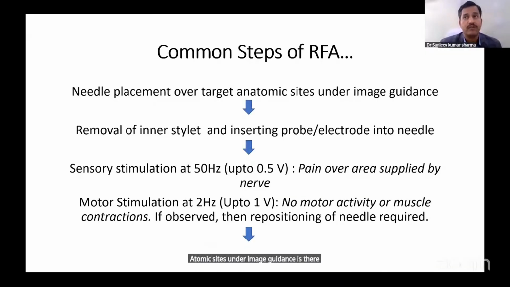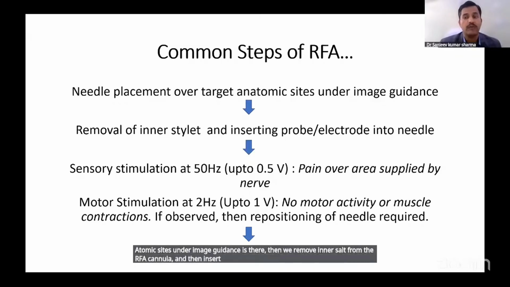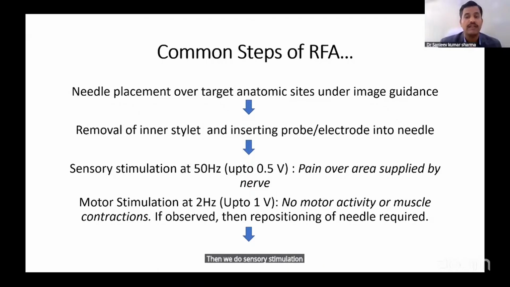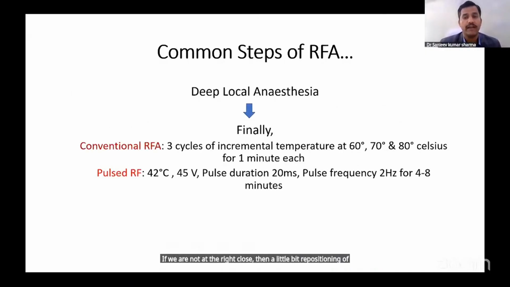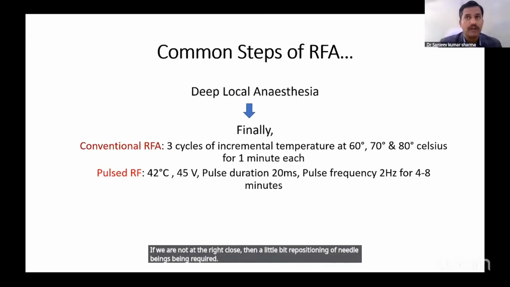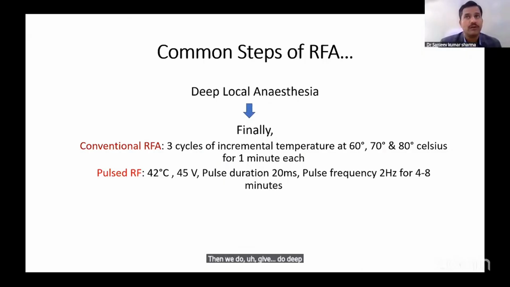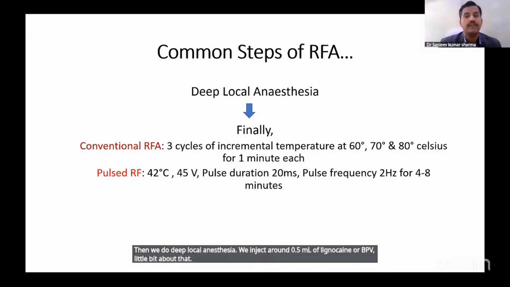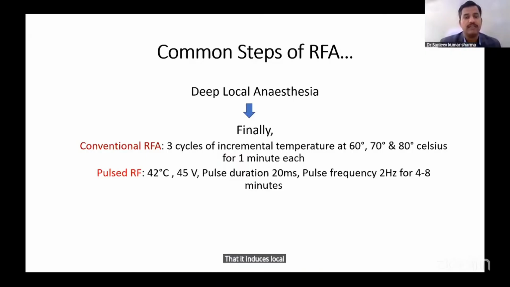Then we remove the inner stylet from the RFA cannula and insert the RFA probe electrode into the needle. Then we do sensory stimulation and motor stimulation and check whether we are at the right place or not. If we are not at the right place, a little bit of repositioning of the needle is required. Then we give deep local anesthesia. We inject around 0.5 ml of lignocaine or bupivacaine, which induces local anesthesia at that place. And then we go for conventional RFA.